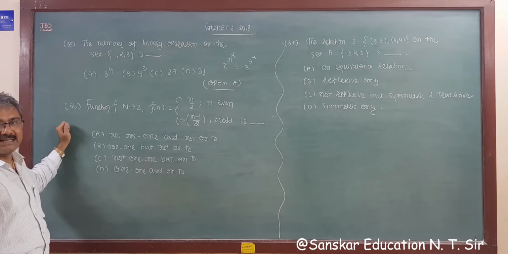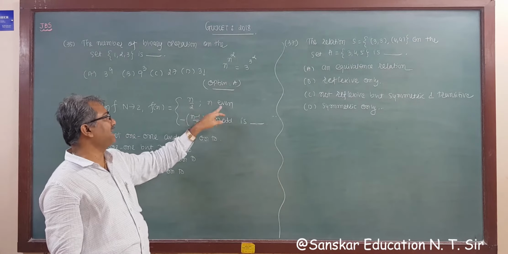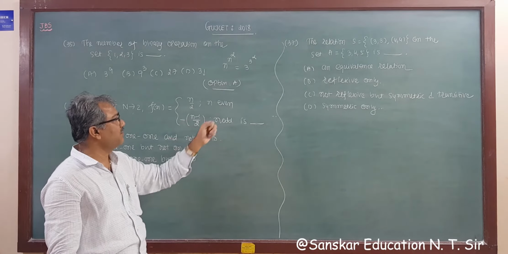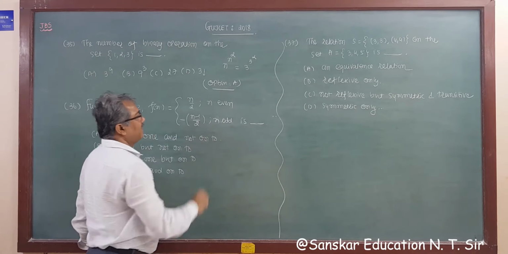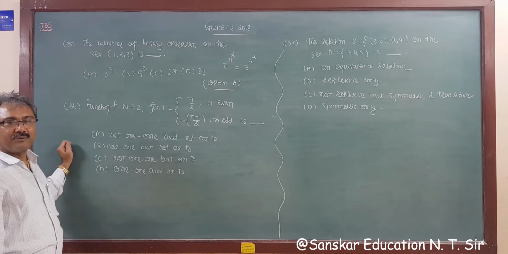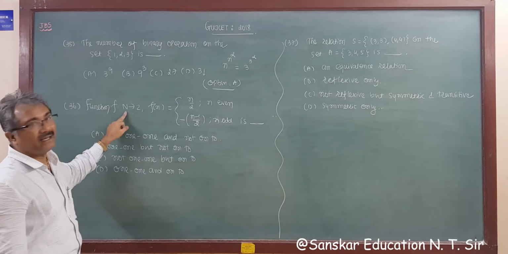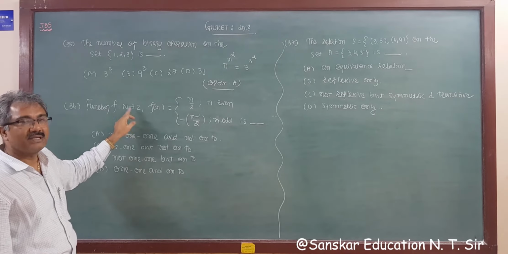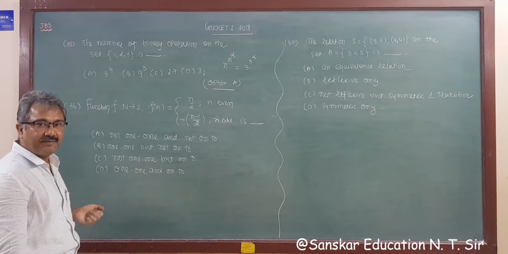Now question number 36. The function f from N to Z, f(n) is equal to n by 2 when n is even, and minus (n minus 1) by 2 when n is odd. Is it one-one or onto? We have to decide whether this function is one-one or onto. The domain is N and the codomain is Z, so it is very easy for us to check.